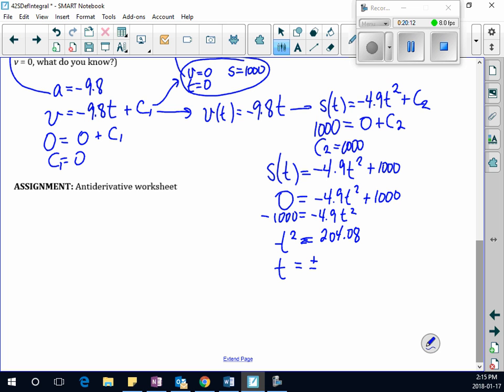I hear that every time I teach this part where the physics people are like, oh, it makes sense now. Where's my square root button? Oh, there it is.